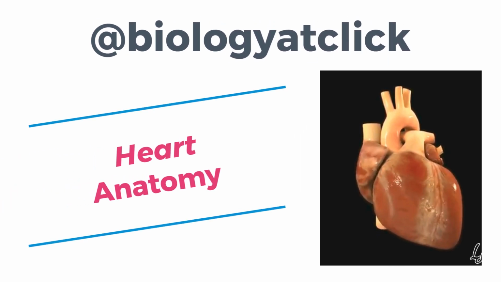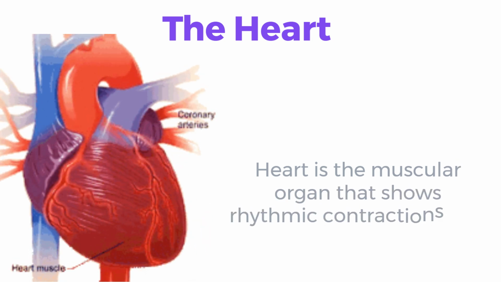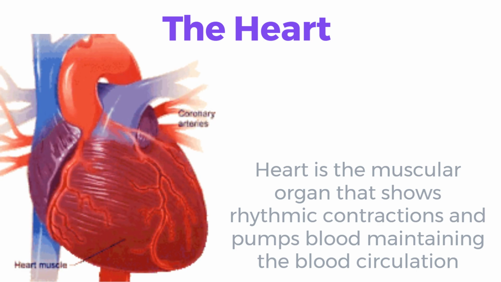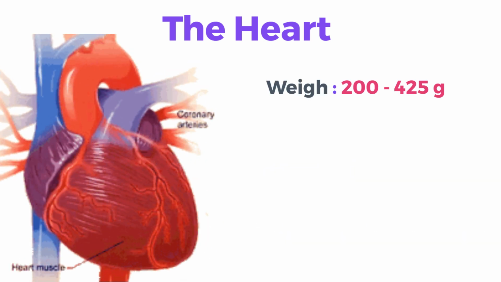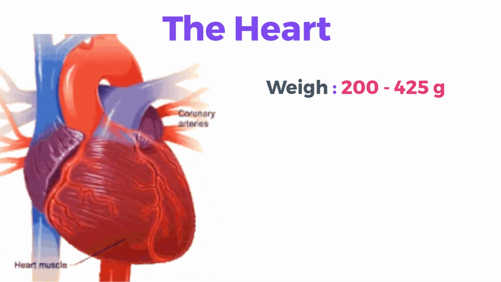In this video, we will discuss heart anatomy with easy diagrams and tricks. Heart is a hollow muscular organ that by its rhythmic contraction acts as a force pump maintaining the circulation of the blood. The normal adult heart weighs between 200–425 grams and is about the size of your fist.